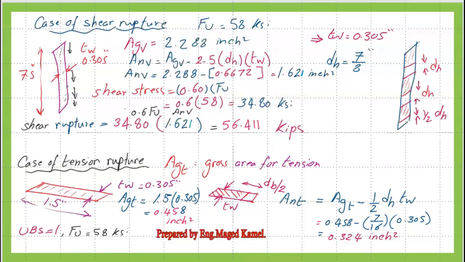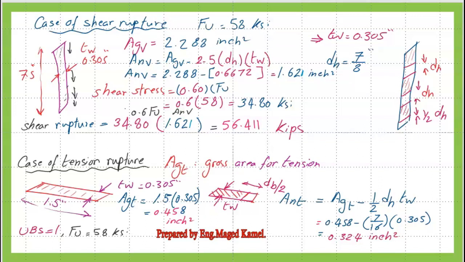For the next slide, we have the case of shear rupture. The gross area for shear, or AGV, equals 2.288 inches squared. The net area of shear ANV equals 1.621. The acting shear stress is equal to 0.6 by F ultimate. Since F ultimate equals 58 KSI, the shear stress accordingly will be equal to 0.6 multiplied by 58 equals 34.8 KSI.